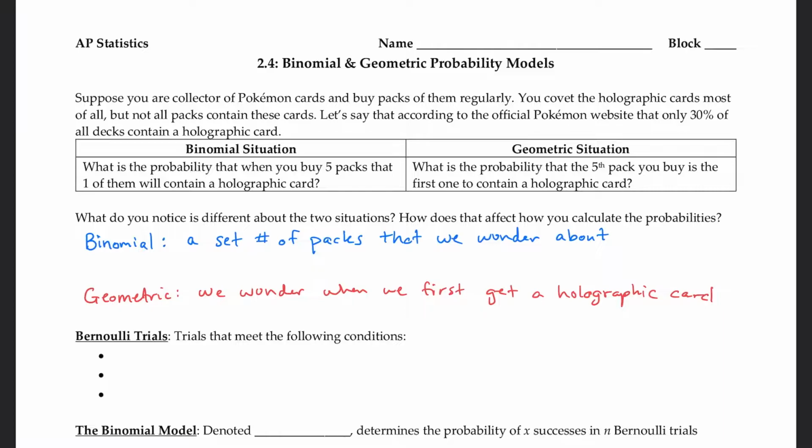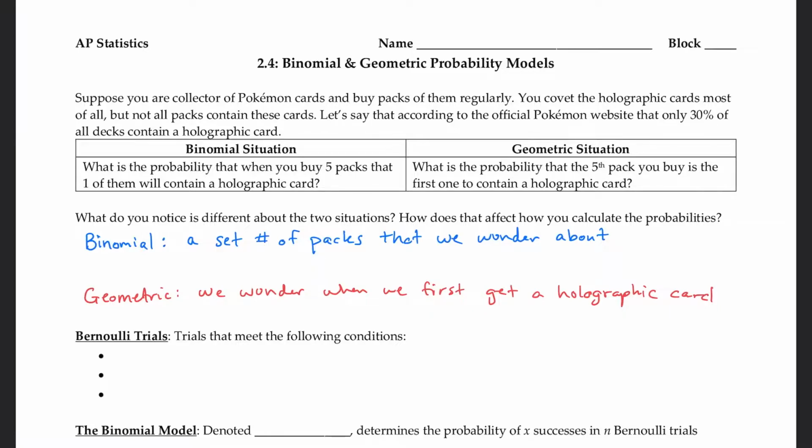While in the other one, I already have all 5 in front of me, and I'm wondering what's the probability just one of these has it. It's not about the 5th one necessarily. The order isn't as important as it is with that geometric setting where it's really all determined on bust, bust, bust, bust, success. So that changes how we would calculate these probabilities.